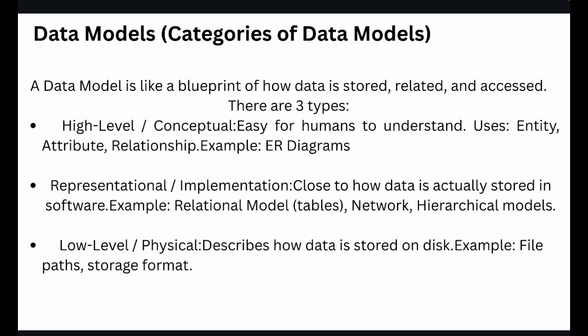Next comes the representational or the implementation model. This is close to how data is actually stored in software. So relational models or tables will show how the data is actually stored, or the network model. Next comes the low level or physical. This describes how data is stored on a disk, for example, file paths or storage formats.